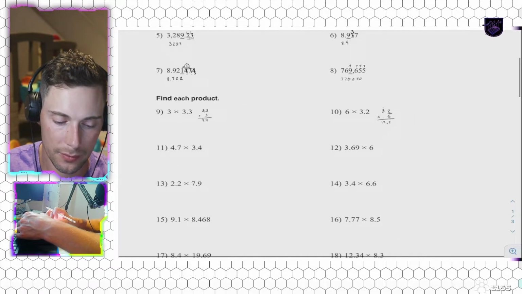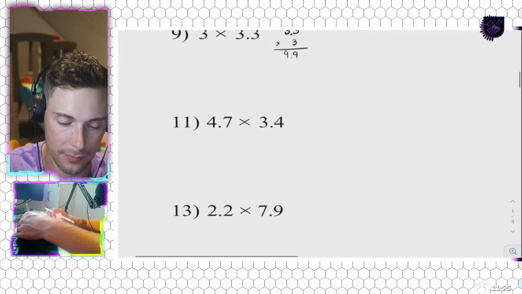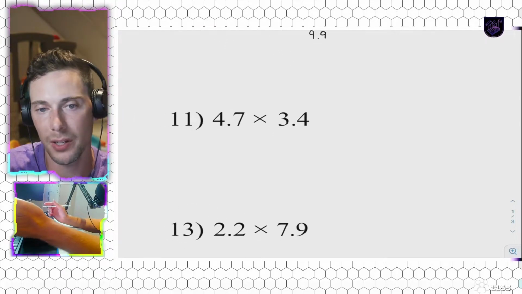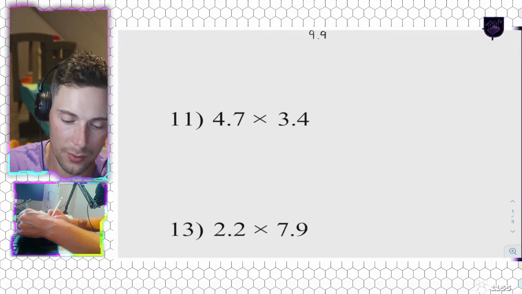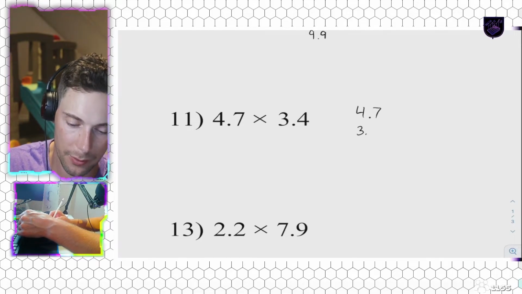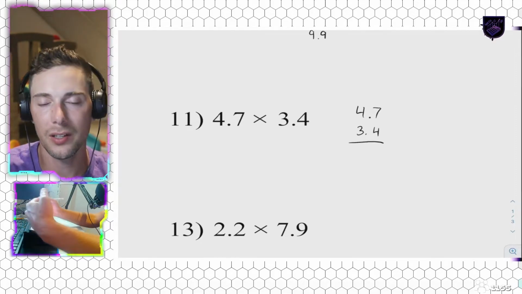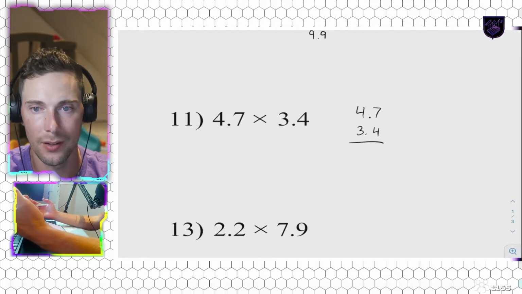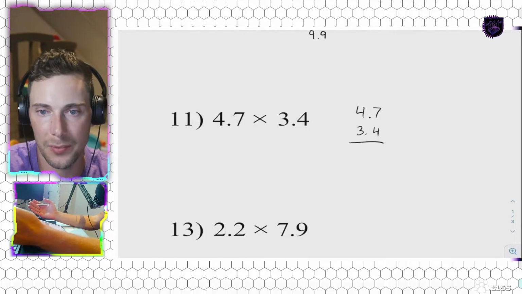Question number 11. Okay, now it gets a little bit more difficult. This is 2-digit by 2-digit multiplication. So we're going to go 4.7 times 3.4. We're going to ignore the whole 4 and 3, the 4.7 and the 3.4. We're going to go 47 times 34.